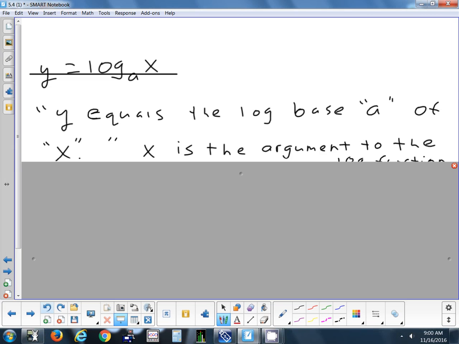Okay, and x is called the argument. Okay, in general, an argument is just the thing you plug into a function. So if I had something like this, I would say x minus 2 is the argument to the square root function. It's the thing I'm square rooting. When we start to study trig functions, I would say 4x plus 6 is the argument to the sine function. It's the thing that I'm taking the sine of. Okay? So it's just the thing you plug in.